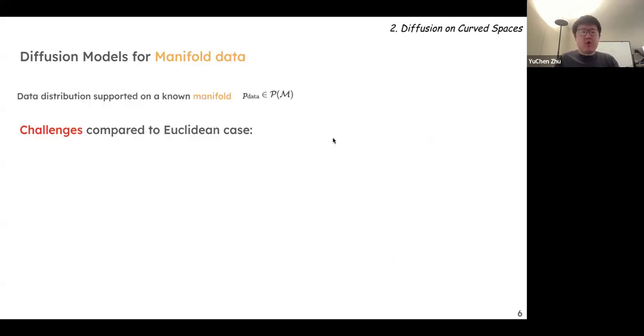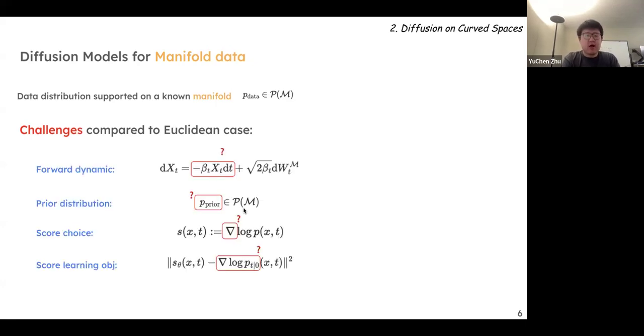So let's say now we want to build a diffusion model for manifold data. By this, we mean that the data distribution is actually supported on a manifold M. Note that this is in contrast to the popular data manifold hypothesis, which says that data approximately lies on some low-dimensional manifold. Here, we're working with cases where we do have an explicitly known manifold, and our data lies on that. And this manifold is typically closed, known to have a closed-form expression. This brings some new challenges compared with the Euclidean case we've seen before.